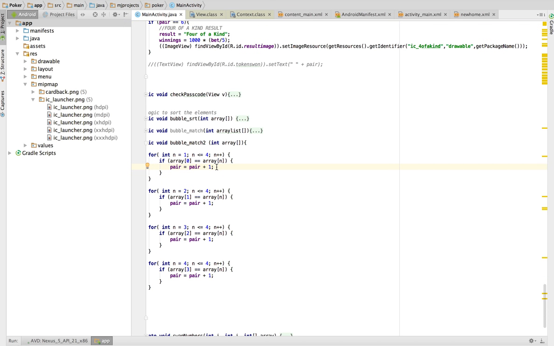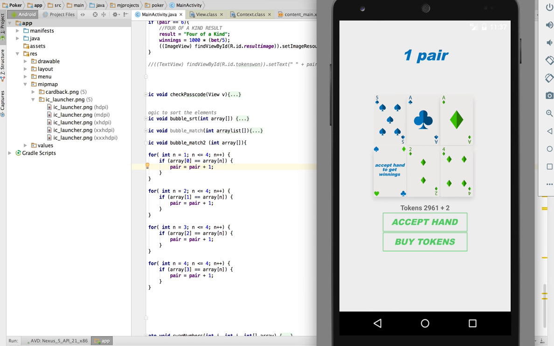So I've got five cards. The first card goes and it checks. Hold on, let me actually bring this here. The first card over here will go and look at these other four. So five's not the same as ace, not the same as ace, not the same as two, not the same as four. So pair would actually stay zero here.